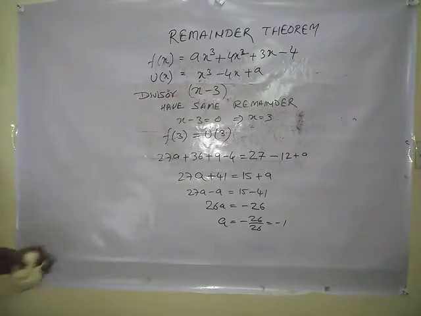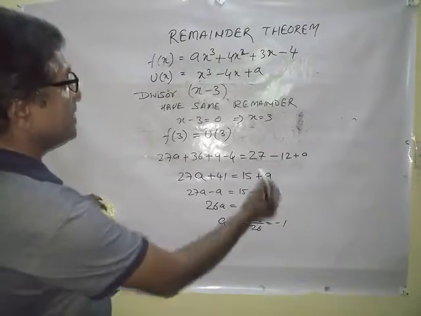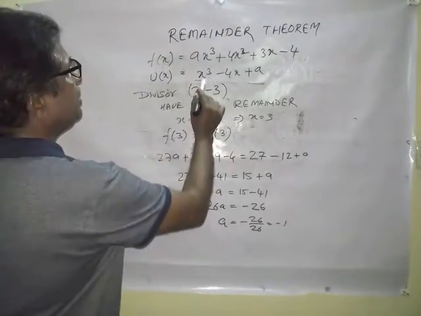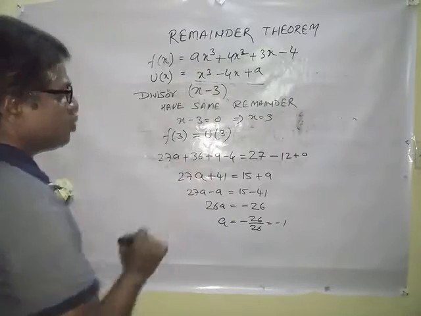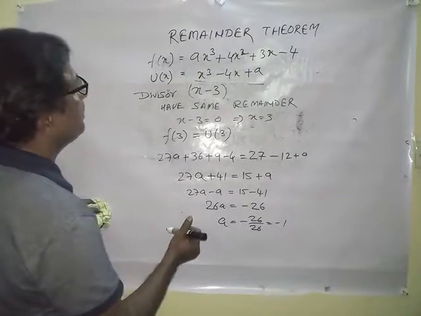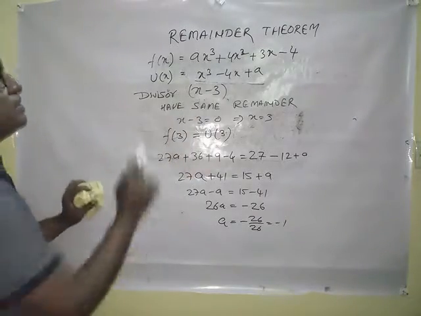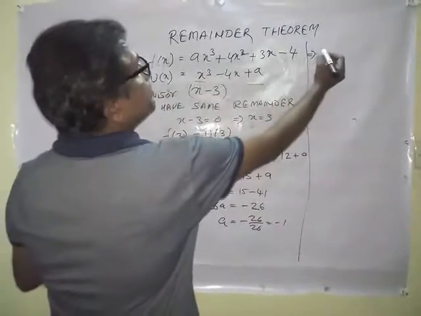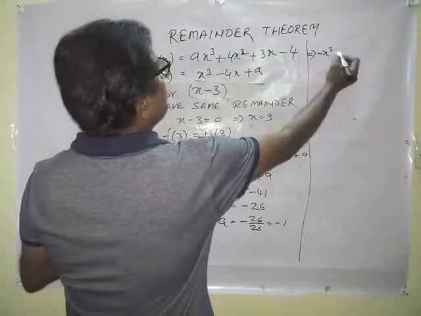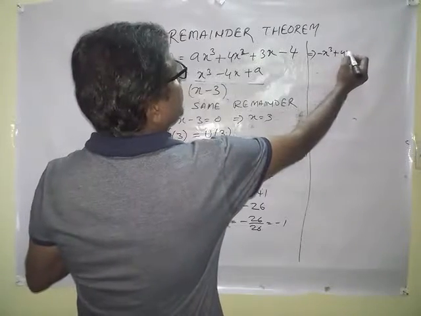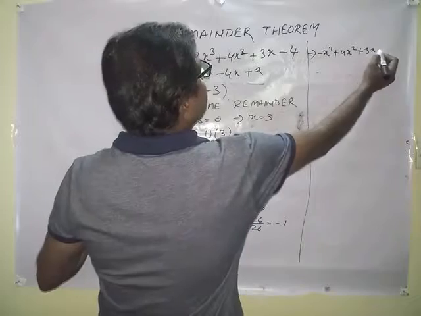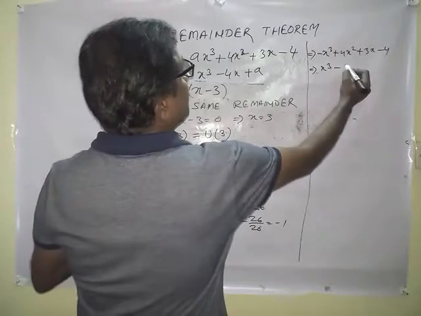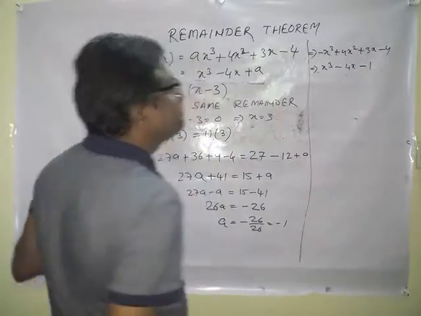What you can do, you can quickly cross check. Let us take a simple equation, this and this. How to cross check your answer? Minus 1 you find out. Put the value of minus 1 here. Then this equation will become minus x cube plus 4x square plus 3x minus 4, and this equation will become x cube minus 4x minus 1.